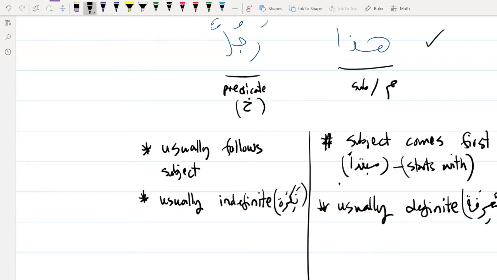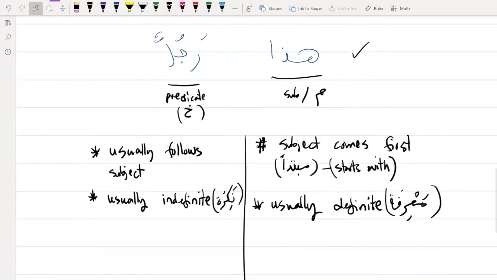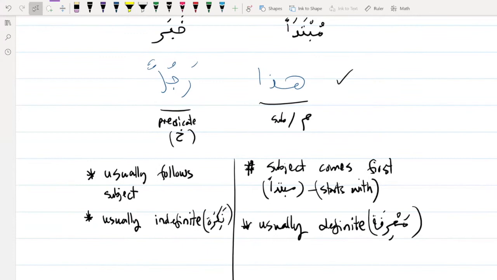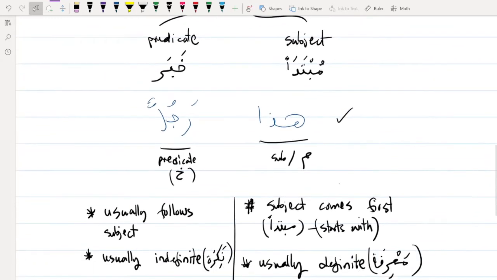Nakira, indefinite. All right, so this is where your D and I comes from, right? That's the rules. If you open any grammar books, that's how they will say: al-mubtada an yakuna ma'rifa wa khabar an yakun nakira. The mubtada should be definite and the khabar should be indefinite, right? So these are our basic rules about the nominative sentence.